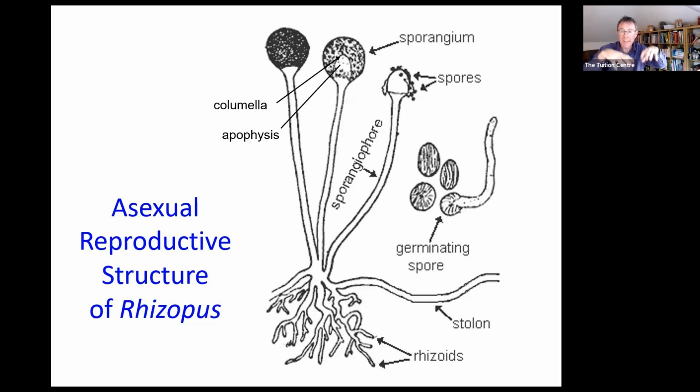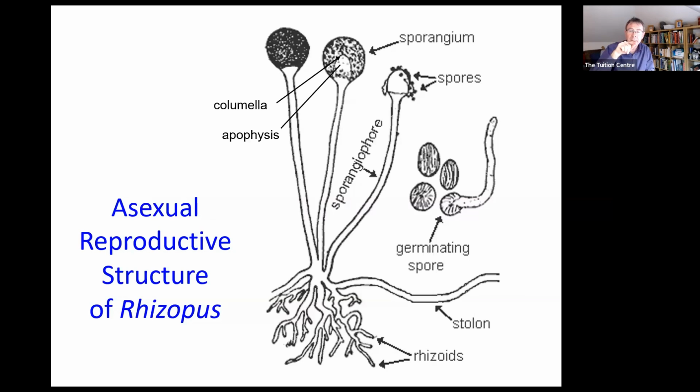They anchor the rhizopus on the substrate, whatever it's growing on. Okay, so that's one thing. Rhizoids are an example of a specialized hypha. Hyphae are the threads, and one type of hyphae are these rhizoids.